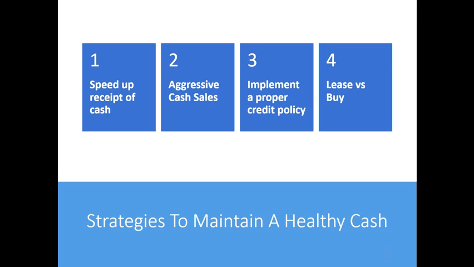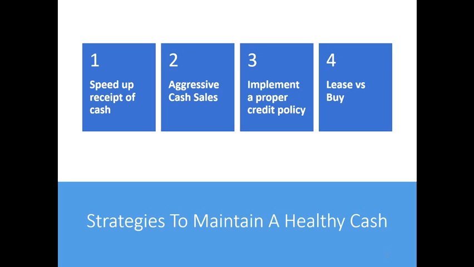Second, you boleh buat aggressive cash sales. So macam mana nak buat aggressive cash sales? Dengan promotion. Macam buy 2 free 1. Itu akan agresifkan you punya cash sales. Itu akan menyebabkan orang untuk membeli secara cash. Okay, ada buy 2 free 1.